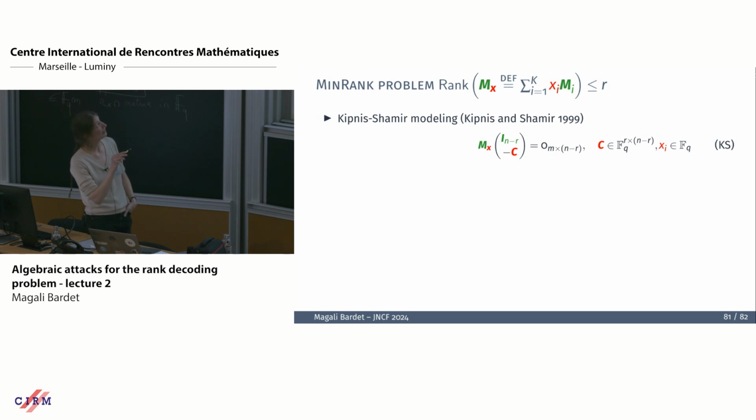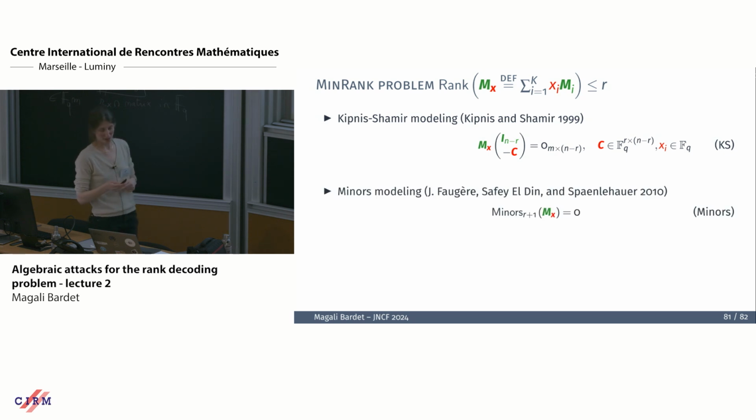You take your matrix, that is a matrix with entries that are linear forms in the X variables. And you look for a kernel of dimension at least n minus r, which means the rank of the matrix is at most r. And you can solve the system. You have a bilinear system that is not regular, not bilinear regular. You have another modeling, which is: a matrix has rank at most r if all minors of degree r plus 1 are 0. And this modeling is very well understood.